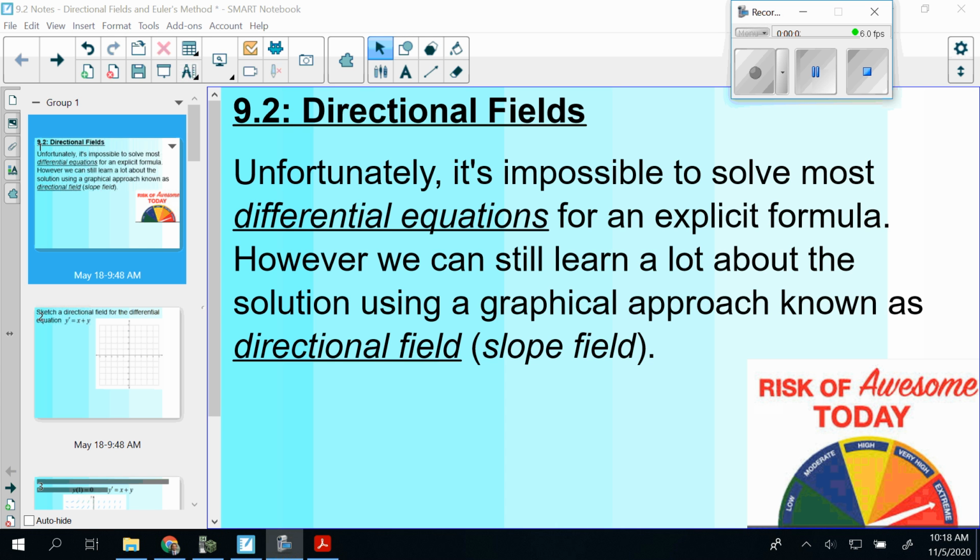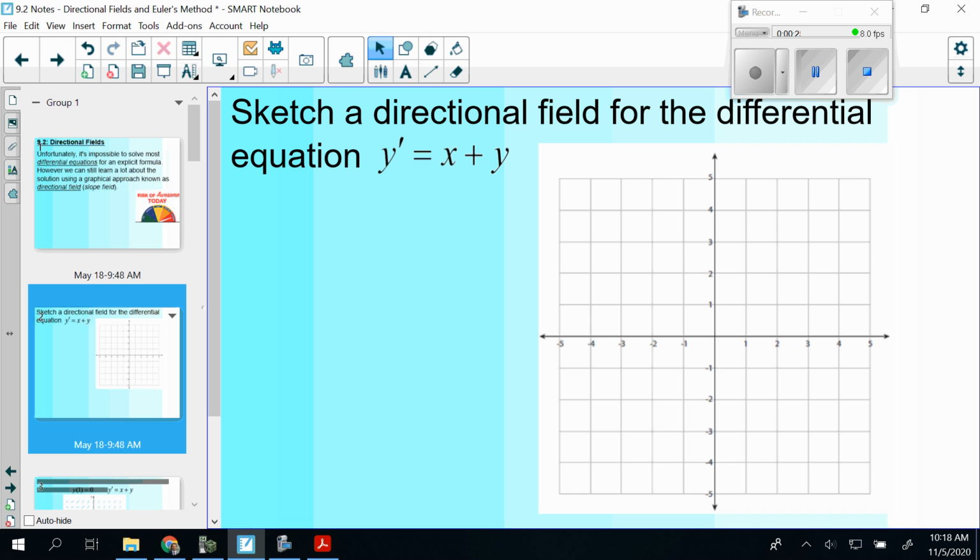All right, today we're going to look at something called directional fields. Unfortunately, you can't solve most differential equations for a formula. However, we can still learn a lot about the solution using a graphical approach known as a directional field, or sometimes also called slope fields. So what we're going to do here is look at what one of those directional fields looks like.